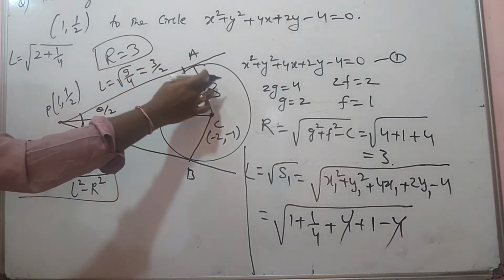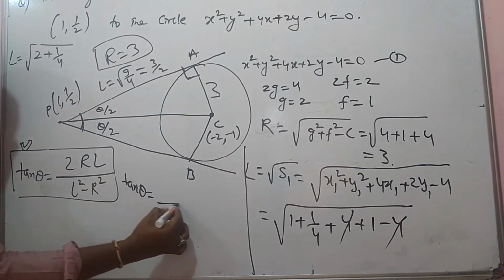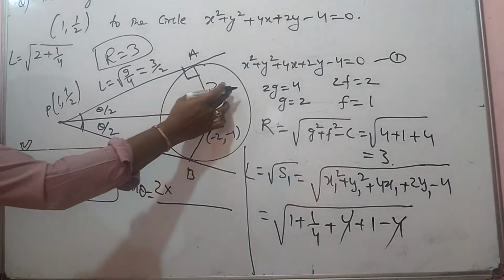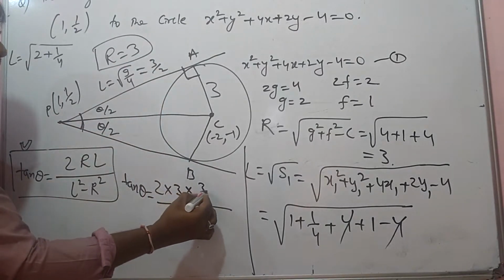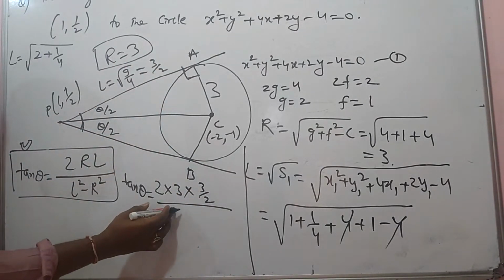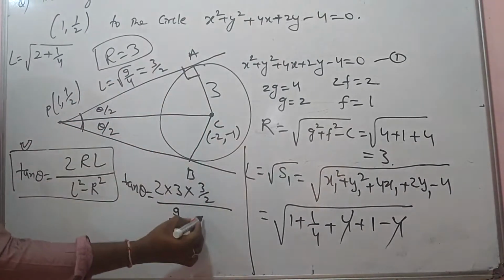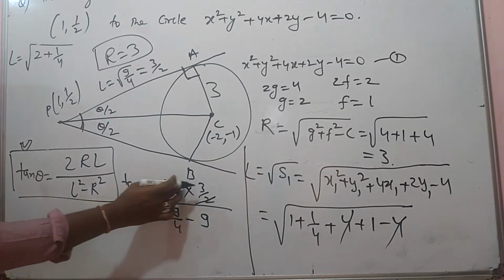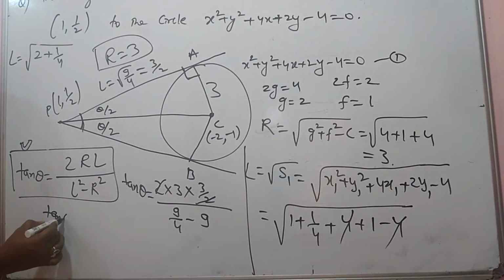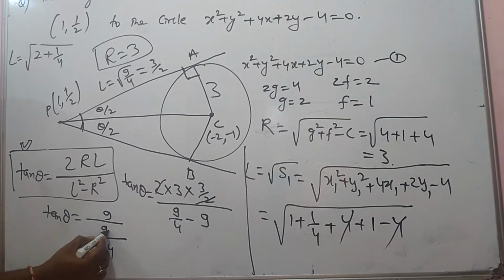Means I got L, I got R. I can substitute in this. So tan theta is equal to 2 into R value is 3, and L value I can write as 3 by 2, into L square. L square value is how much? 9 by 4. R square value will be 9. And in this, 2 will cancel out. 3 3s are 9. Tan theta is equal to, I am going to get here 9 upon 4 is the LCM. So 9 minus 9 4s are 36.